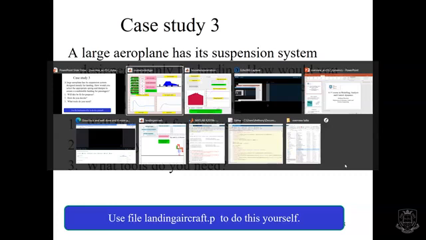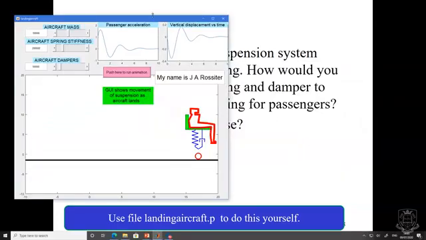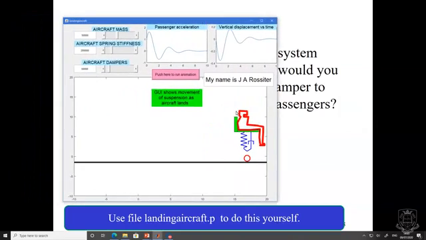So again, we've got a little animation here, so you can see the sorts of things you're looking at. And this is a bit more cartoonish, but let's not worry about it. So you can see there's the passenger of the aeroplane sat on the seat, and there's the suspension system. So let's run, and let's see this plane come into land. So there you go, it hits the ground quite hard. And what happens to the passenger? Look, they bounce up and down.